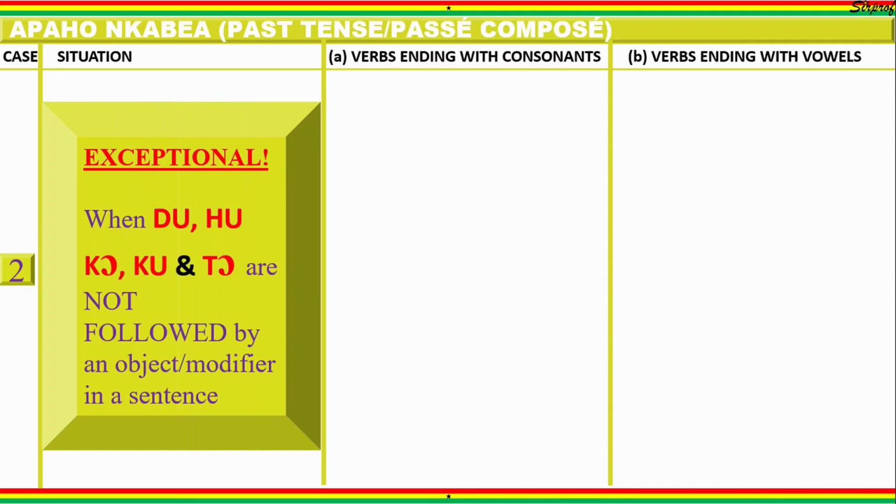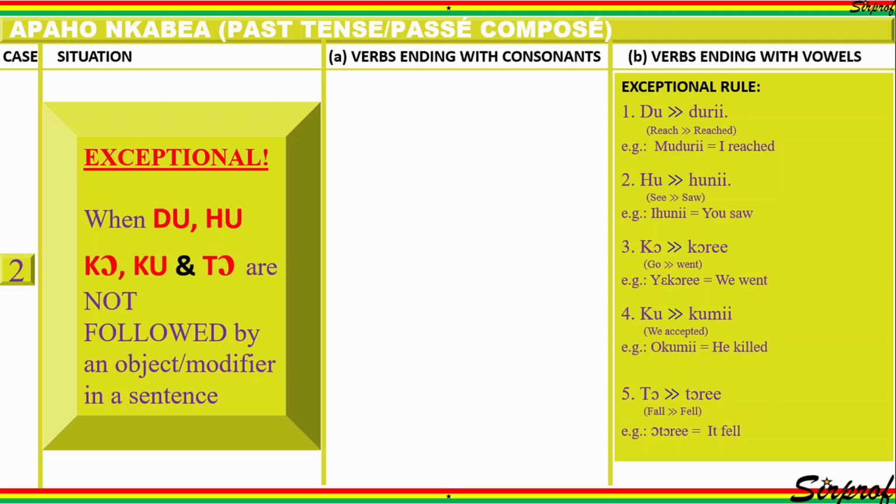In the second case, when do, ko, and to are not followed by an object or a modifier in a sentence, the past tense of do becomes duri. Example: muduri. Becomes huni. Ihuni. Ko becomes kore. Yakore. Becomes kumi. Okumi. To becomes tore. Otore.